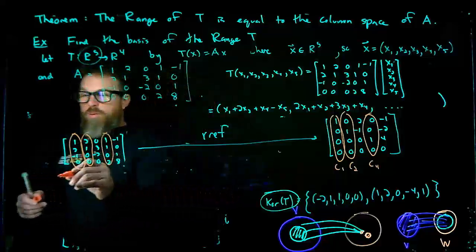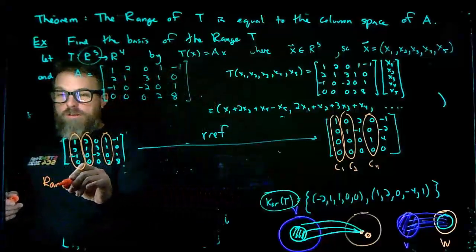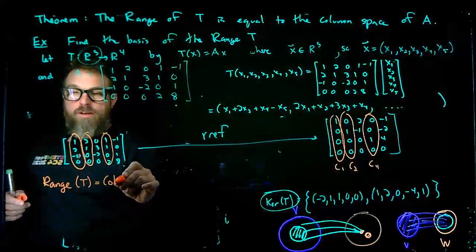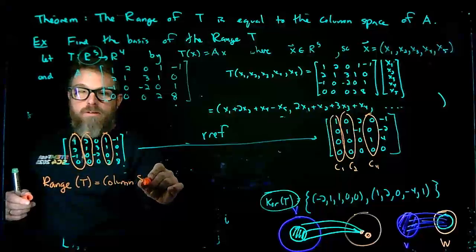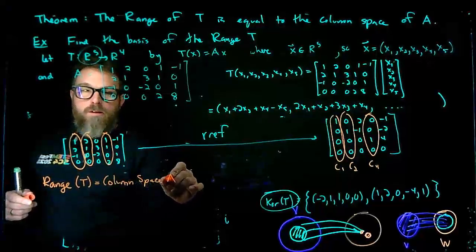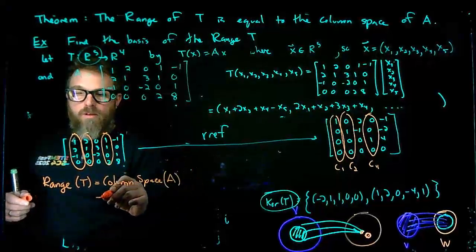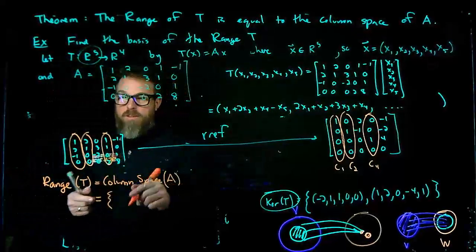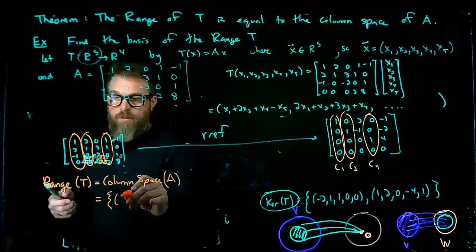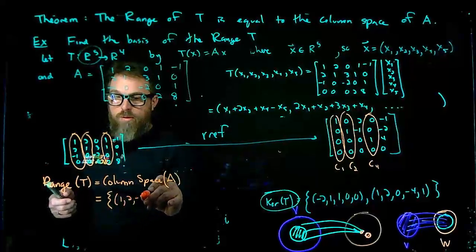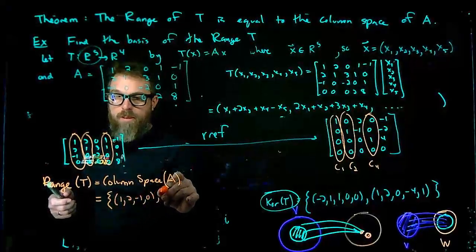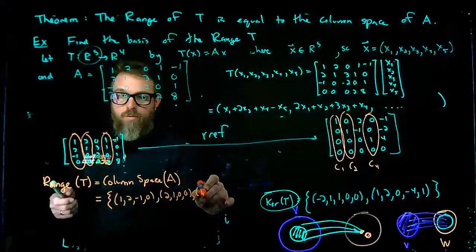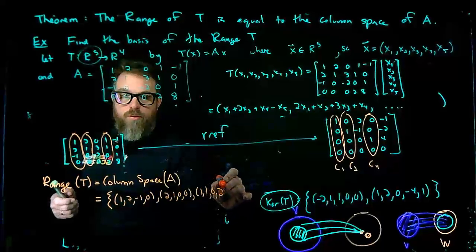Which means the range of the transformation is equal to the column space of A, which is going to have these things as a basis. So this is going to be a basis of 1, 2, negative 1, 0. This is going to be 2, 1, 0, 0. And finally 1, 1, 0, 2.